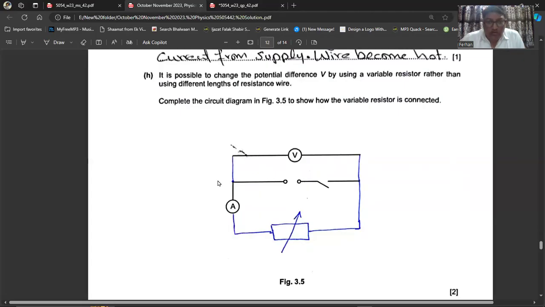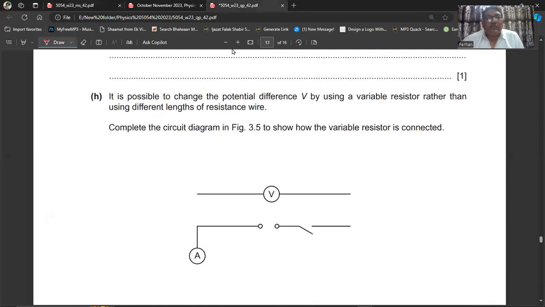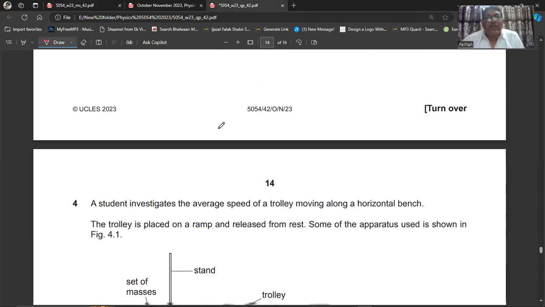Okay, so how do you do this? You see, I have connected the voltmeter parallel to the power supply. The ammeter is connected in series with the variable resistor. This is the electric symbol for the variable resistor. So by changing the resistance of this variable resistor, you can get different values of I and V. So this is my answer. Okay, so we are going to the next question.